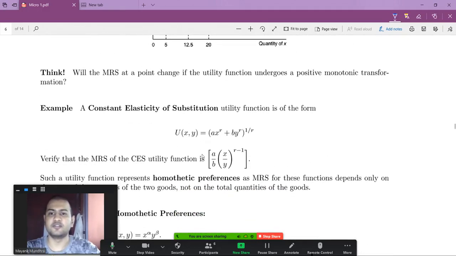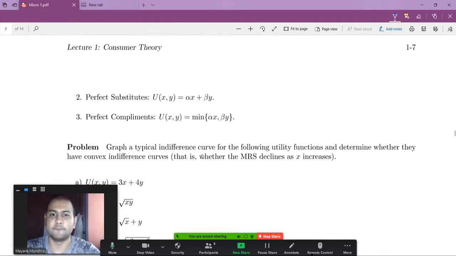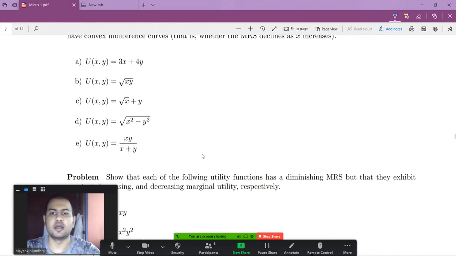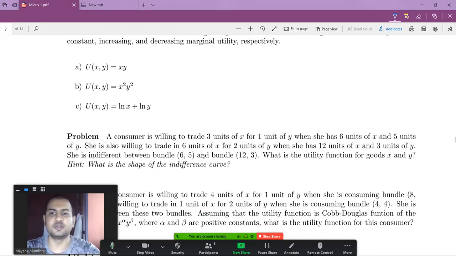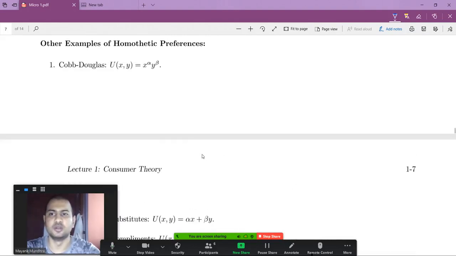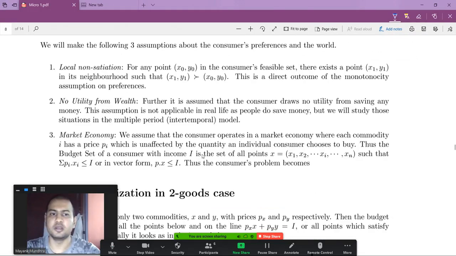Now I want you to go over these notes as they are. I mentioned a few things here, and then you need to find out the MRS for this relation, and then there are a couple of problems which you need to work on. So these are a few problems which I want you to work on. So read the notes, do these problems, okay.